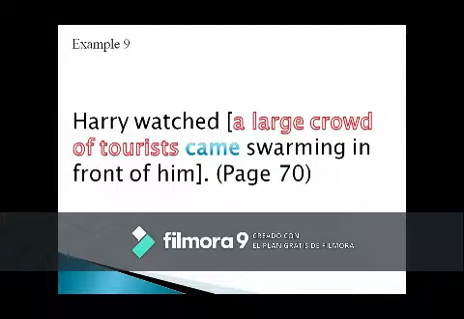Example 9. Harry watched a large crowd of tourists come swarming in front of him. In this example, the verb watched selects the small clause a large crowd of tourists come swarming in front of him. In the small clause, the explicit accusative subject is a large crowd of tourists, which is in the accusative form because it can be replaced by the pronoun them, and the verb is in the bare infinitive, come.